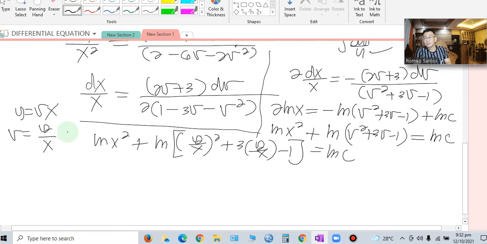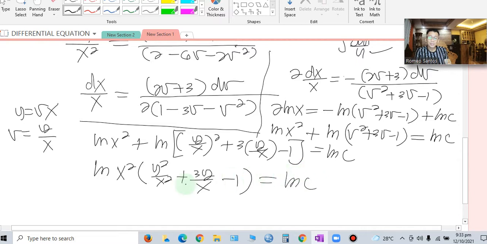So, yung 2 ln x kasi may property yun. Yung pag nakamultiply yung coefficient, pwede yan maging power. So, itong dalawa naman, pwede natin itong maging product, di ba? So, ln of x squared times y squared over x squared plus 3y over x minus 1 is equal to ln of c. So, we can exponentiate both sides. Yung mga technique natin. So, this becomes x squared times y squared over x squared plus 3y over x minus 1 is equal to c.